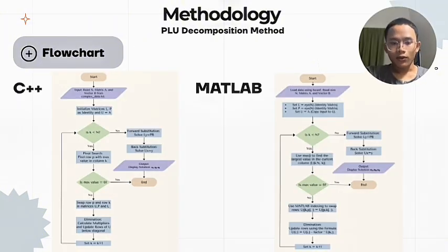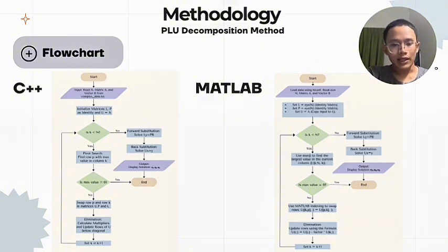Now let's look at the flowchart for the PLU decomposition method. For C++, we start by reading n, matrix A and vector B from complex_data.txt. Then we initialize matrices L and P as identity and U equal to A. Then we ask the system: is k less than n? If no, we continue with forward substitution, back substitution, and display solution x1, x2, and x3. Then we end the program.